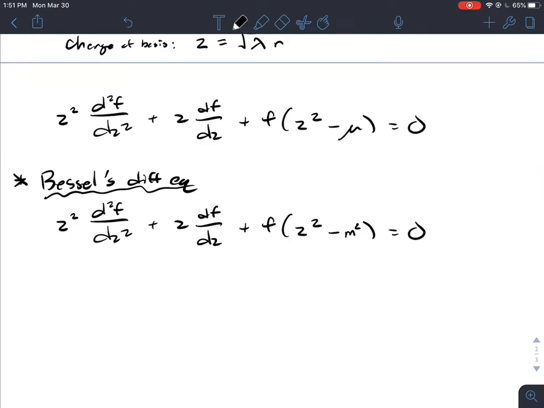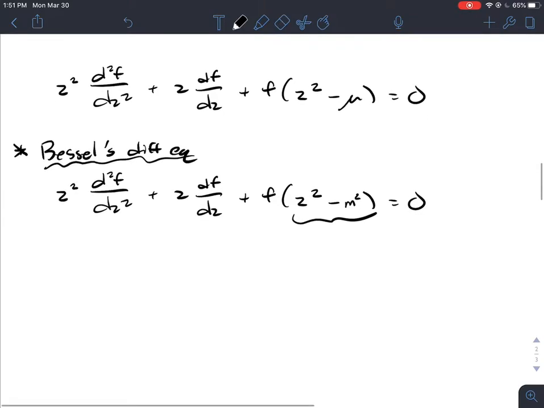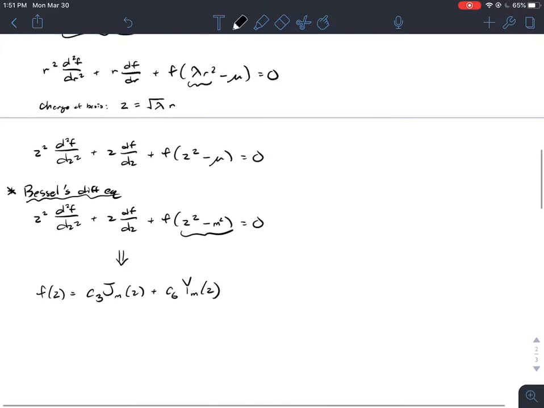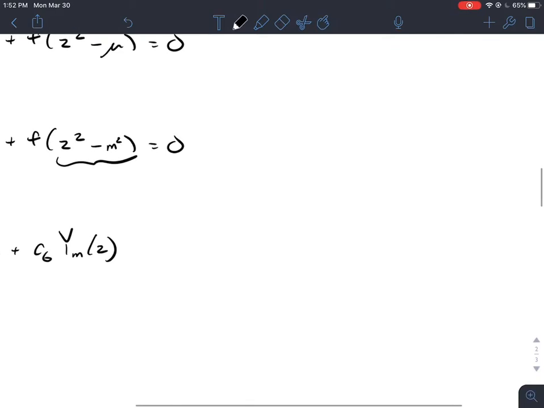Although it looks like a Cauchy-Euler problem, you can immediately tell that it's not, mainly because of this term, which causes some funky stuff to arise. But the solutions to Bessel's differential equation are given by a linear combination of J and Y. J and Y are these two things that are essentially oscillatory decaying functions.